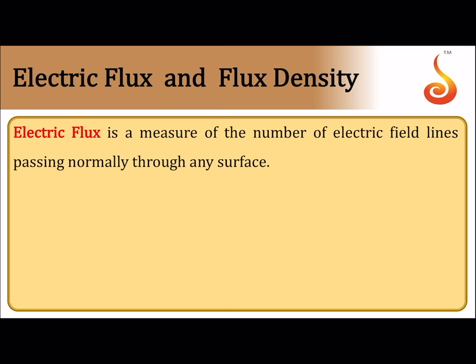So what's the definition? Electric flux is a measure of the number of electric field lines passing normally through any surface. So in all the diagrams that I gave you, if I just put a surface and I see how many field lines pass through that surface, a measure of the number of field lines passing through the surface is electric flux. Electric flux is a measure of the number of field lines passing normally through any surface. And mathematically, how do you calculate flux? I'll come to that in a moment. And flux density, density is usually something divided by something.